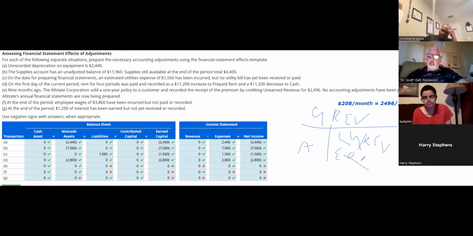We're going to start with the 2496. They haven't recorded anything yet. So they're going to have to take care of nine months, three quarters, of the transaction. So what's 9 times 208? 1872, which leaves 624. Very good. So do we put the 624 or the 1872? It should be the 1872, right?